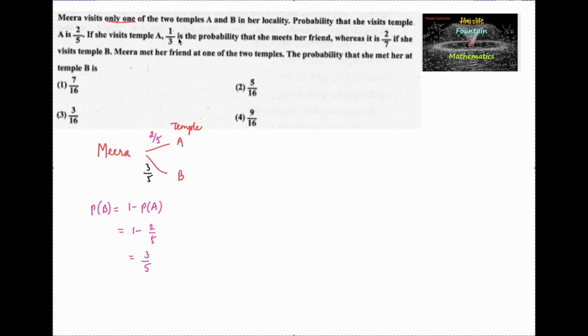And then 1 by 3 is the probability that she meets her friend if she visits the temple A. So after visiting temple A, to meet the friend, when she visits the temple A, the probability is given by 1 upon 3, and whereas it is 2 by 7 if she visits the temple B. If she visits the temple B, the probability that she meets her friend is 2 by 7.